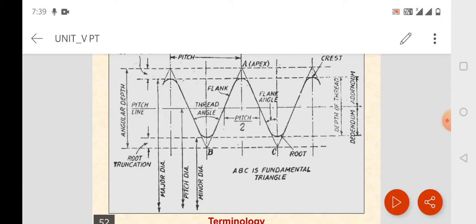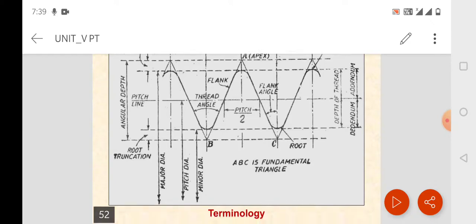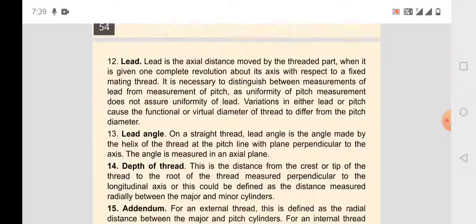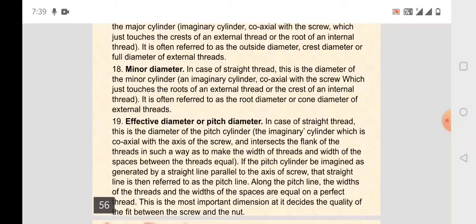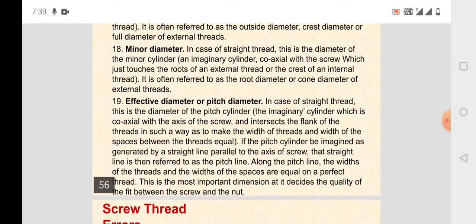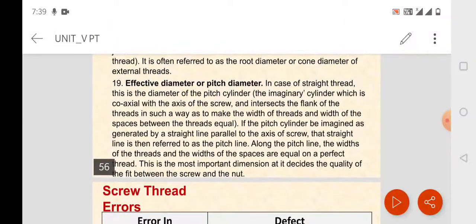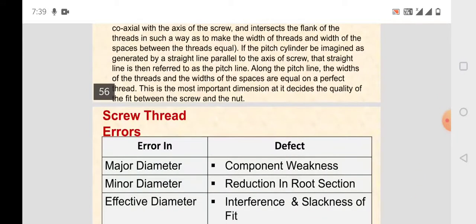So if a nut and bolt are getting engaged, then the thread of that nut will be engaging with the thread of this bolt up to only the pitch line. So that is what is known as effective diameter or pitch diameter. It is just an imaginary line where they are going to meet.